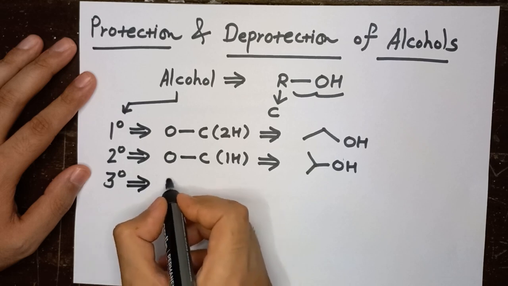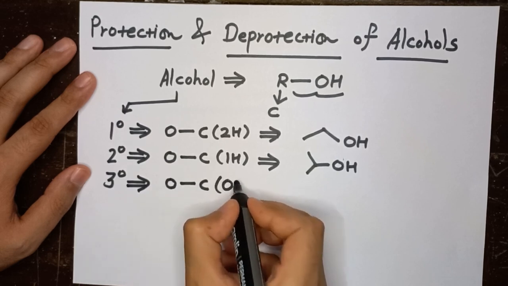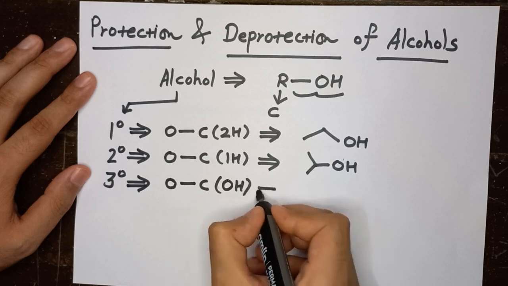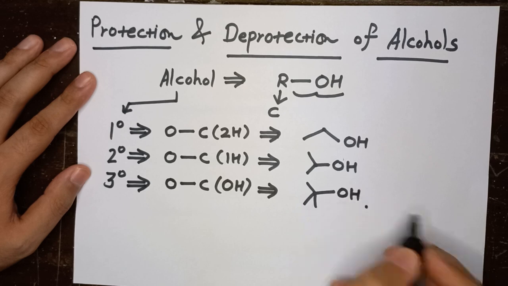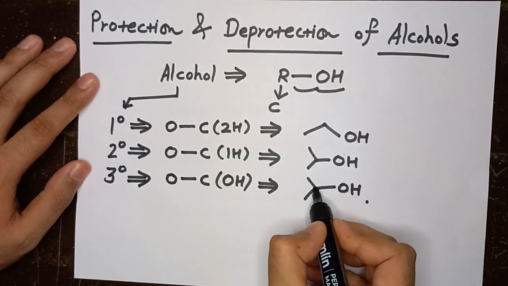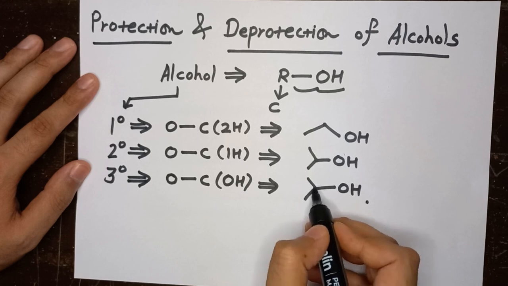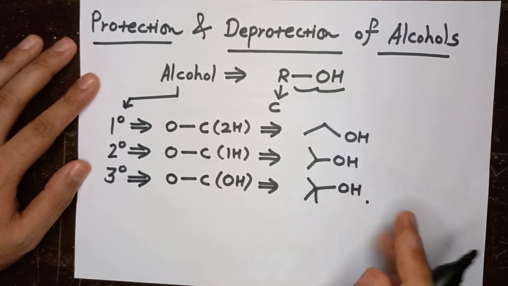In a 3 degree alcohol, you will have oxygen bonded to carbon which has no hydrogen or zero hydrogens attached to it. This can be written as this molecule. So this is a 3 degree alcohol simply because this oxygen is bonded to a carbon which has no hydrogens attached to it. This 3 is representing a methyl group. Okay.